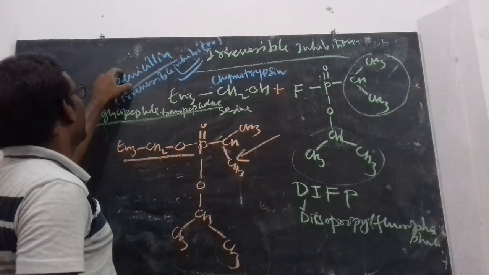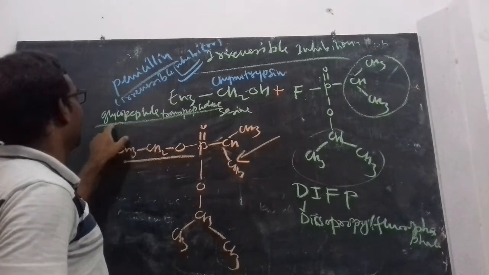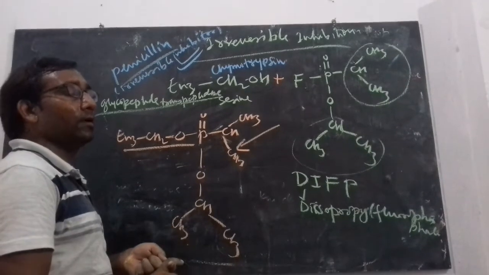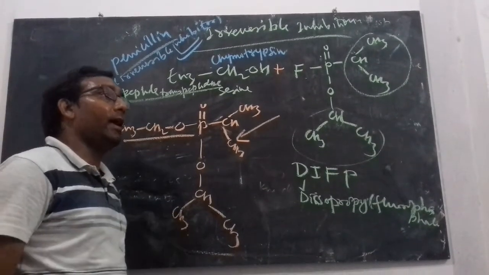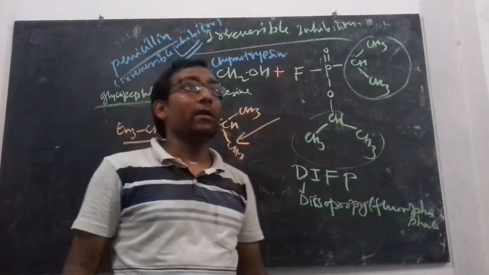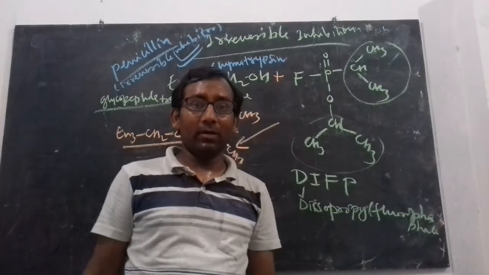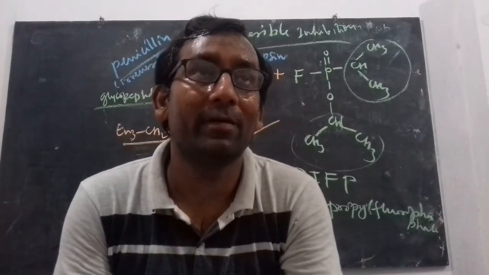Similarly, penicillin acts as an irreversible inhibitor for the enzyme glycopeptide transpeptidase, and thus the cross-linking does not take place during the synthesis of the bacterial cell wall. In this way the bacteria die because of osmotic lysis, because the cross-linking of the peptide chains is blocked during the formation of the cell wall in bacteria.